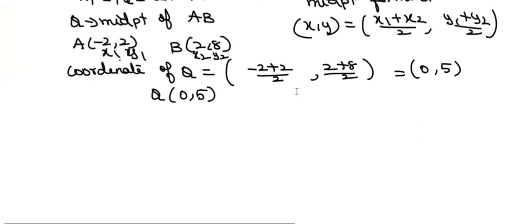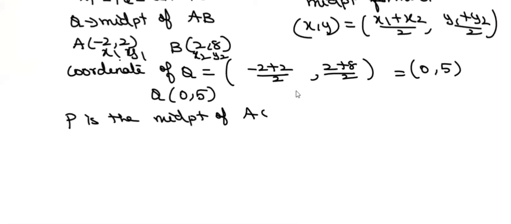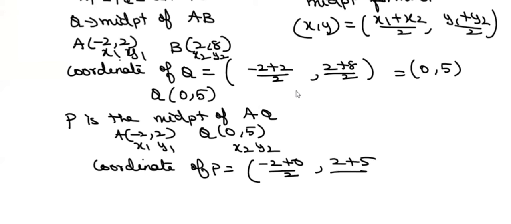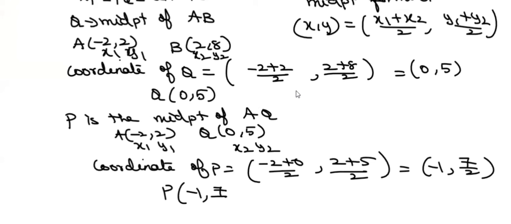Now P is the midpoint of AQ. What are the A coordinates? (-2, 2). What is the Q coordinate? (0, 5). This is x1, y1 and this is x2, y2. The coordinates of P using the midpoint formula are (-2 plus 0) divided by 2, comma, (2 plus 5) divided by 2. So your answer is (-1, 7/2). So the P coordinate is (-1, 7/2).